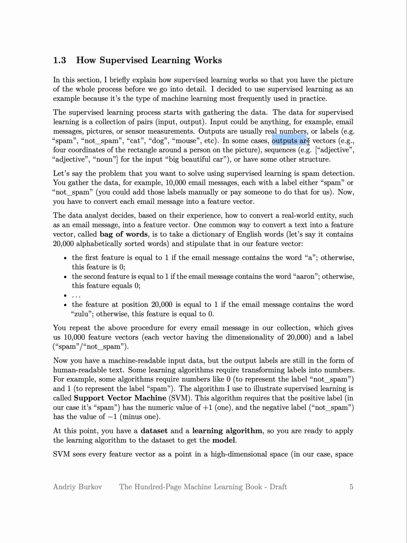In some cases outputs are vectors. For example, if you created an object detecting model and it's supposed to detect a person, the 4 coordinates of the rectangle around the person in the picture will be the output, right? So they might have some other structures, but mostly they are vectors, categorical vectors, labels, and in some rare cases, sequences or something else.